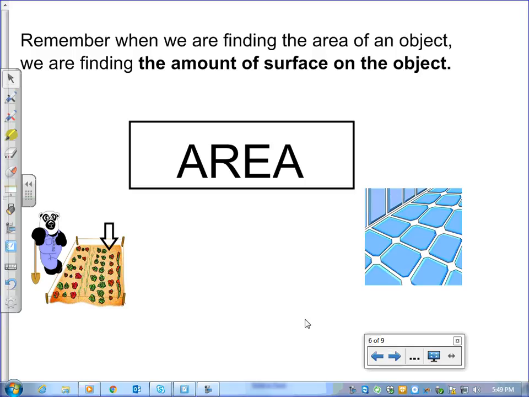Remember, when we're finding the area of an object, we're finding the amount of surface on the object. So if we're looking at a garden, we're looking at the area that is planted in the garden, not the fence around it, that's perimeter, but the area of the surface of the garden. Or tile on a floor. When we talk about flooring, we're talking about area.